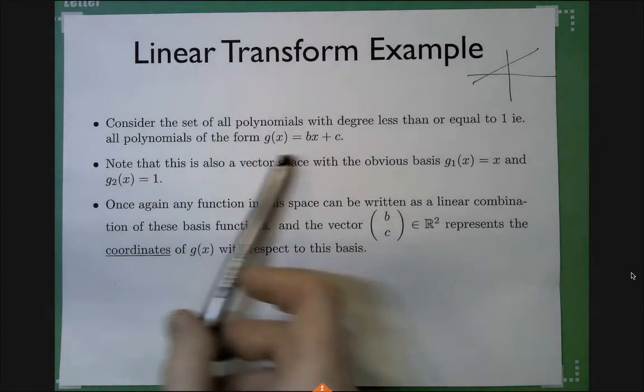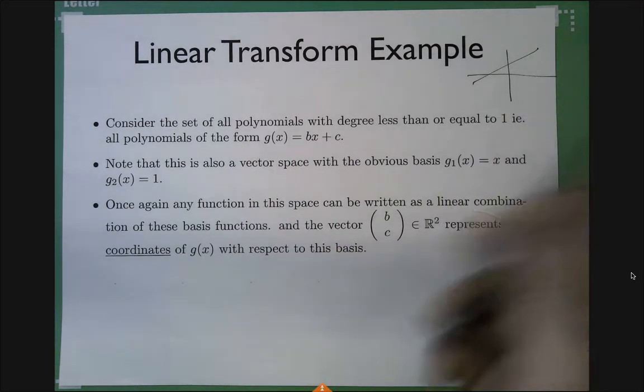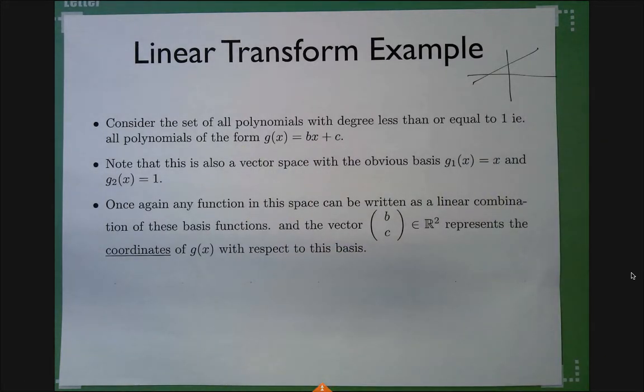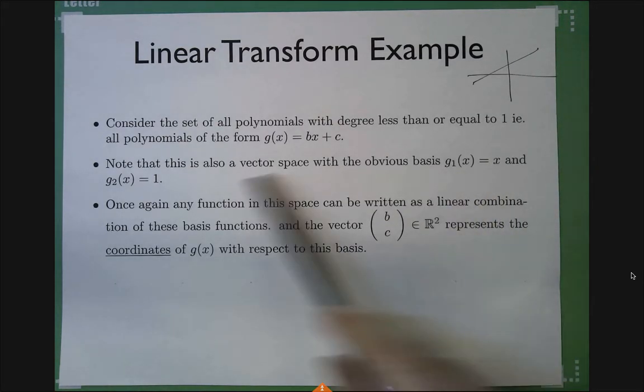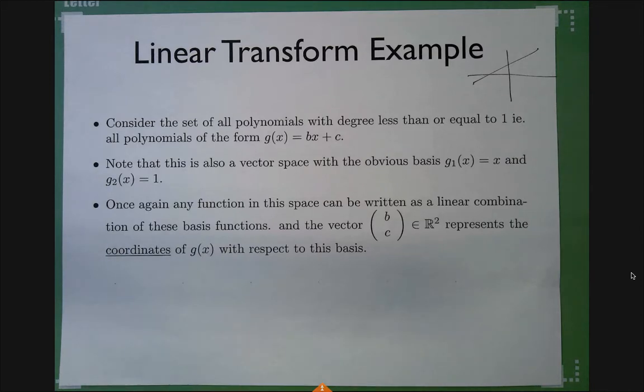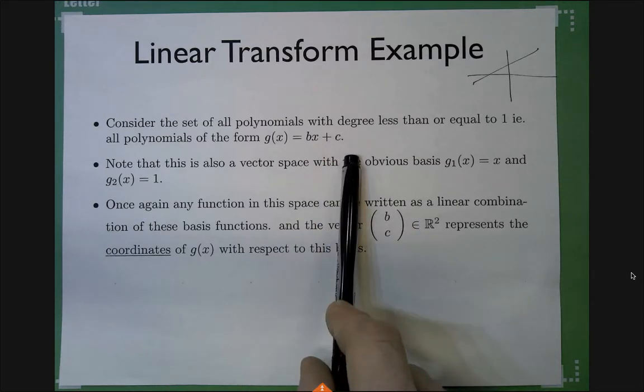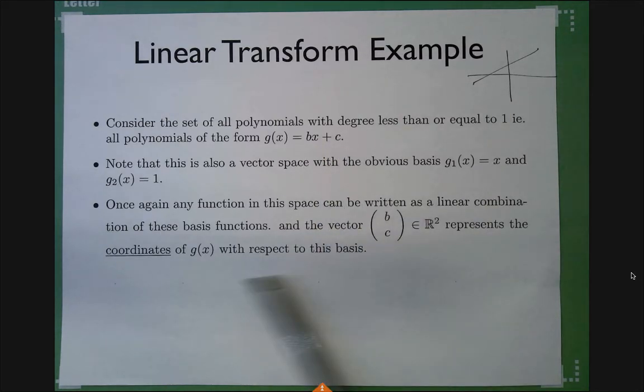So the vector space of all lines, if you want to think about it that way, is again a perfectly valid vector space. I can come up with a basis there, basis g1 and g2, x and 1, similar to the one we had before. And just like before, any function in this space can be written as a linear combination of these basis functions. The vector (b, c), these two parameters b and c, which are by the way real numbers again, are the coordinates of g with respect to that basis. Okay?